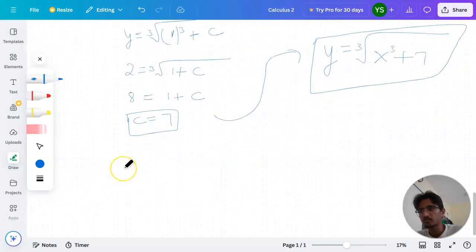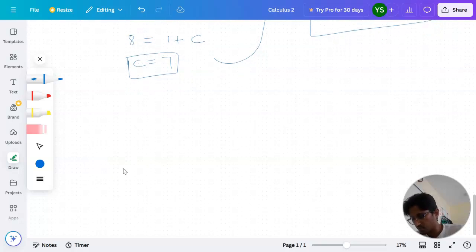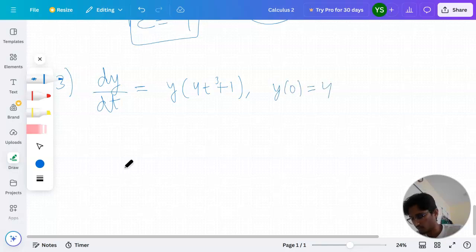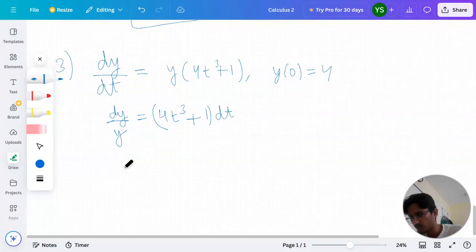We have a different type of problem, guys. This one is kind of different from the first two that we have done. Say we've been given dy over dt equals y times 4t cubed plus 1, where y of 0 equals 4. So again, we want to get the y's on one side and the dt on the other. So that's what I'm going to do over here. Okay, so I got them on both sides.